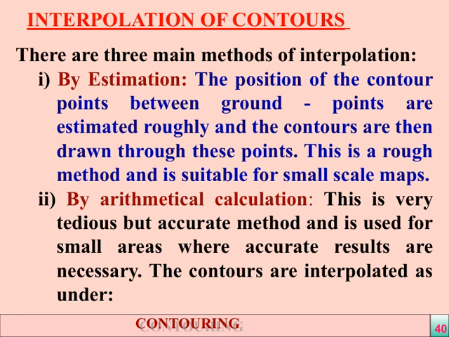Moving on to the second method, which is by arithmetical calculation. This one is a bit more involved, but offers higher accuracy. It involves detailed calculations to interpolate the contour lines precisely. Although it can be tedious, meaning it requires more time and effort, it is very reliable. This method is especially used for small areas where obtaining accurate results is essential. The process involves using mathematical formulas to interpolate the values between known points, ensuring the contours reflect the true variations in the terrain or data.